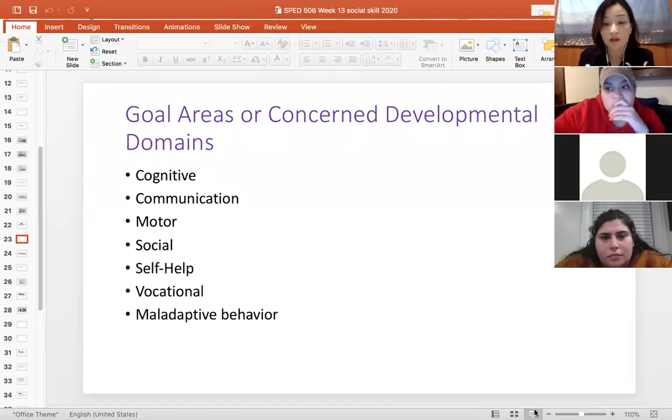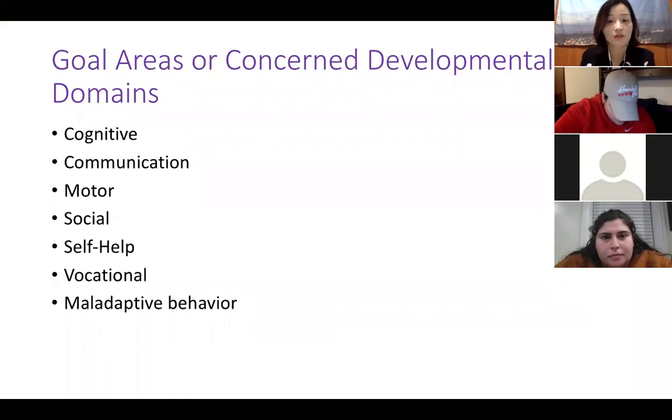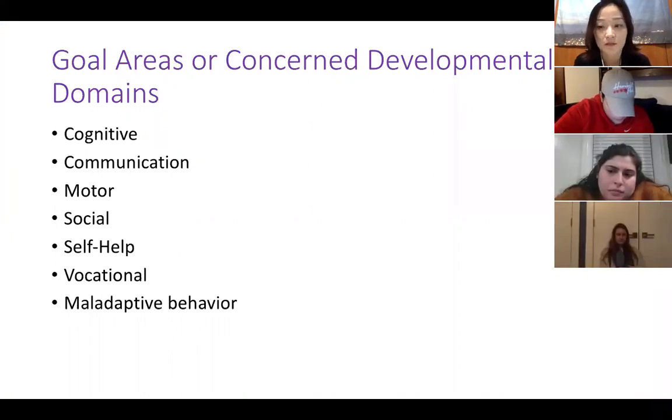Okay. So that's the difference between goal and objective. Let me talk about several goal areas. These are just examples, not the absolute list. A goal can be cognitive, communication, motor skill, social skill, self-help, vocational, or maladaptive behavior. Those are just examples. From your assessment data, it can be more or it can be less, right?